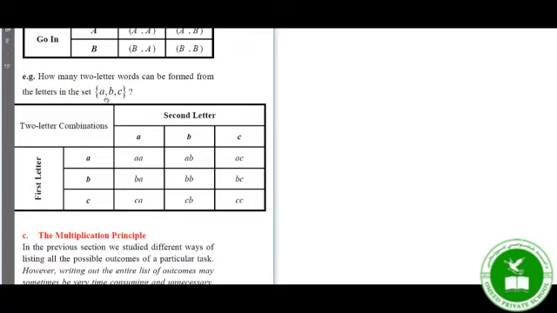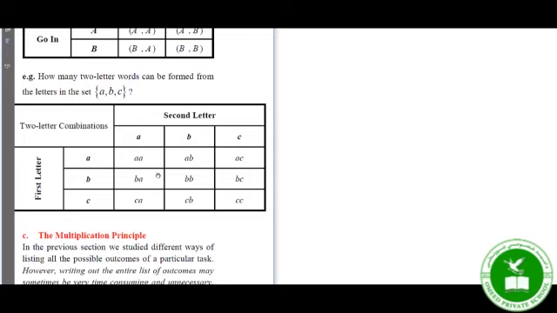Or, for example, let me explain this one. How many two-letter words can we form by using these three letters A, B, C? For example, we can combine A with A, A with B, or A with C. We have three different choices for the first letter and three different choices for the second letter, as you see in this table. So in this case, we have 3 times 3, 9 different choices for this example.